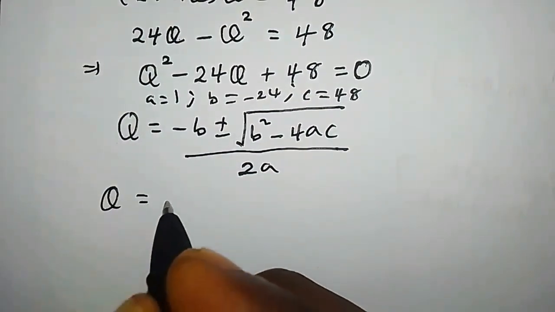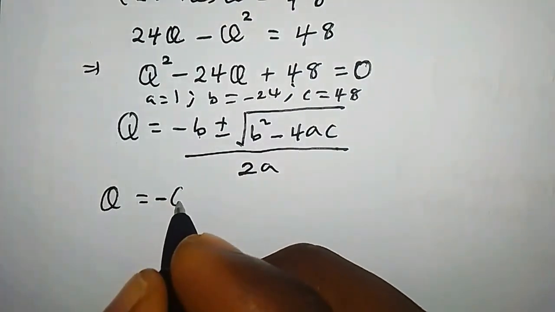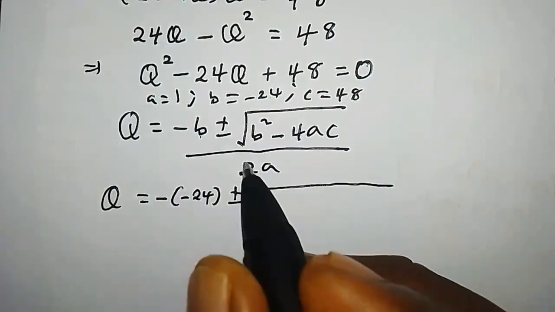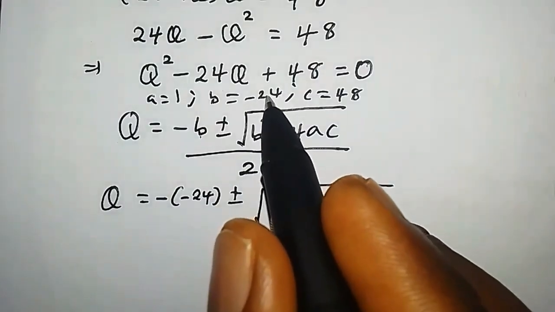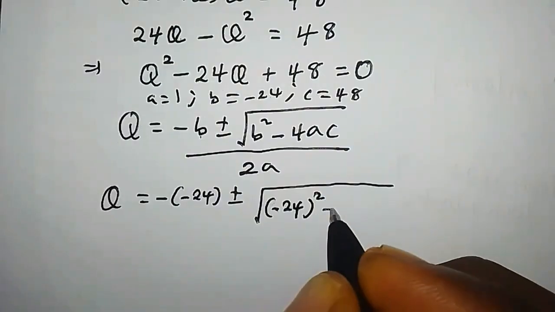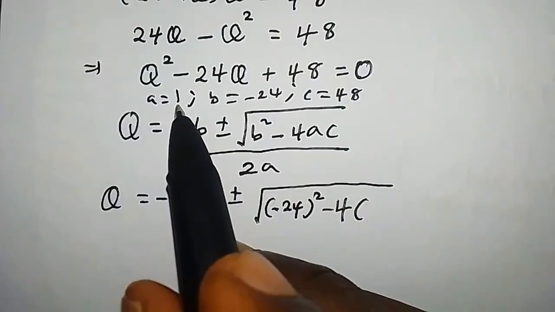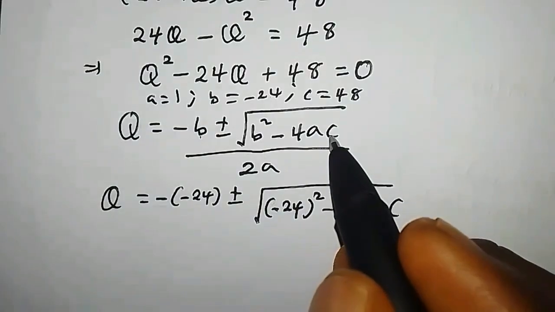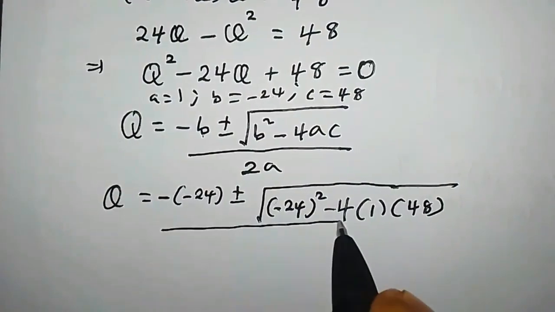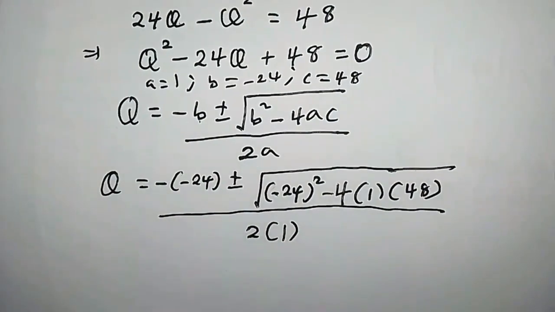So Q equal to minus, what is B? B is negative 24. Negative 24 plus or minus square root of B square. If we plug this value here, that will be negative 24 all squared minus 4 into A, which is 1, into C, which is 48. Everything is divided by 2 into A, which is 1. Let's proceed further.